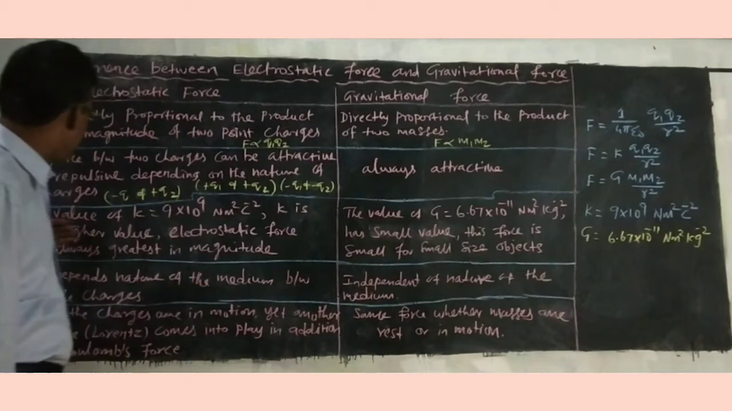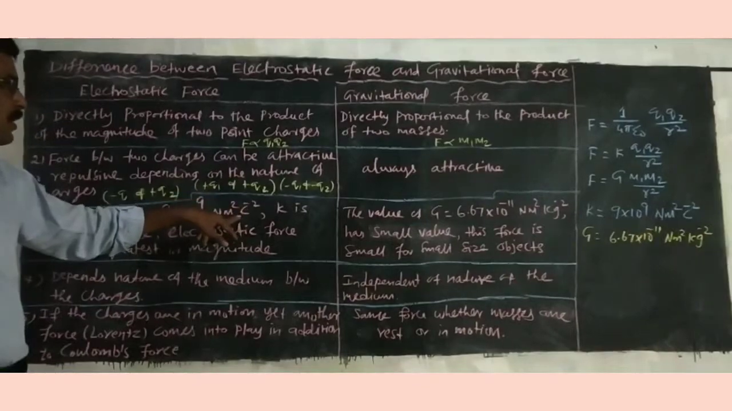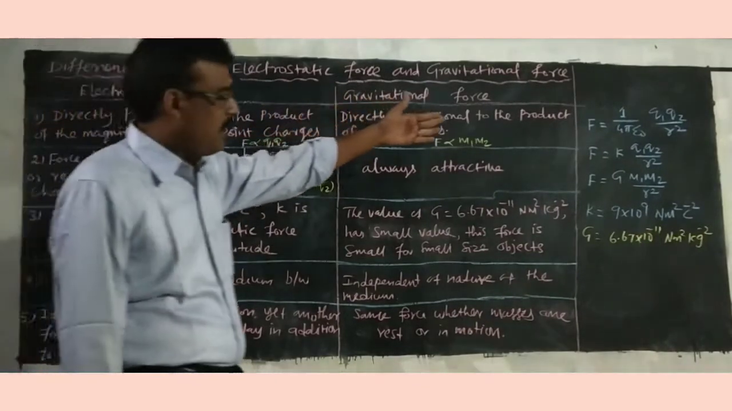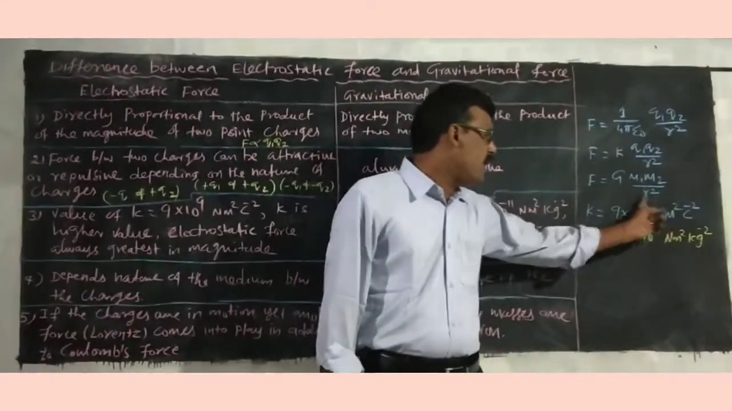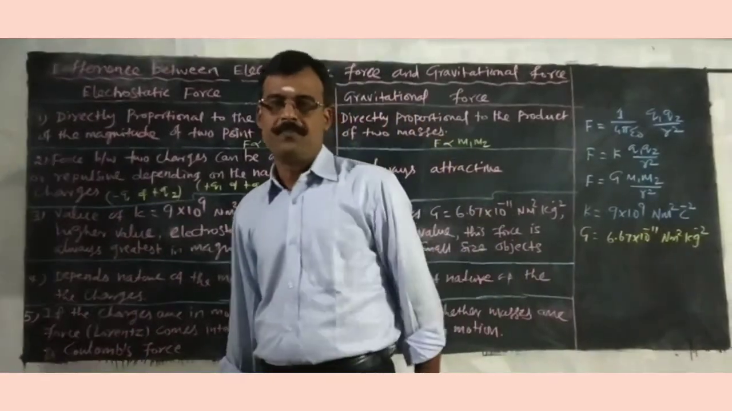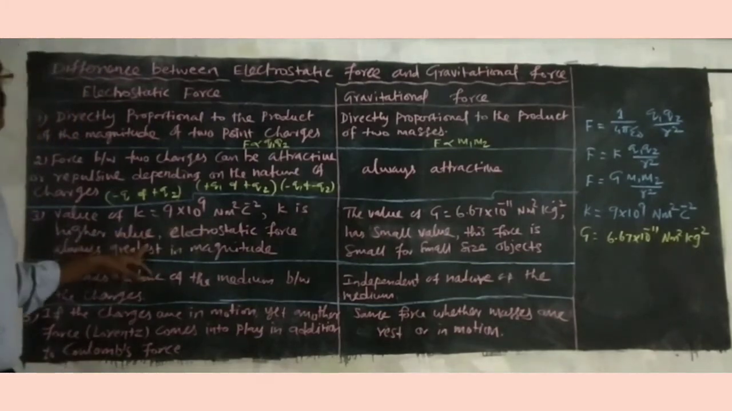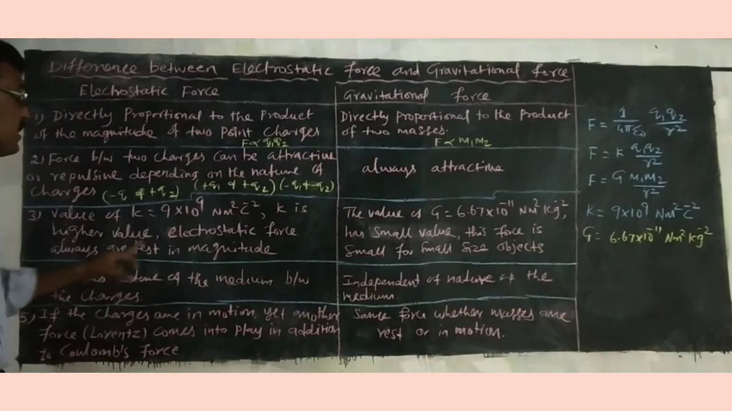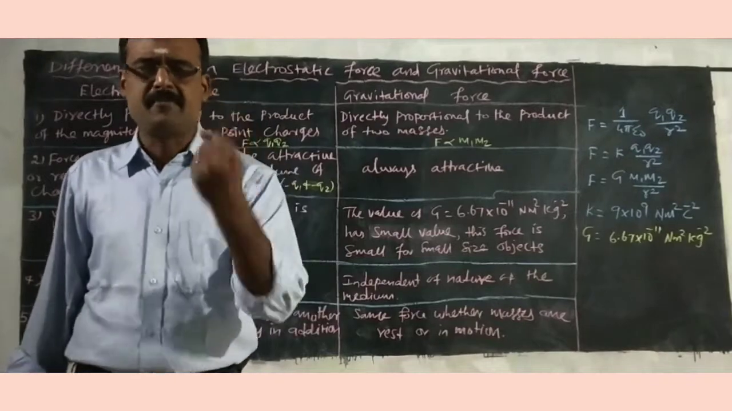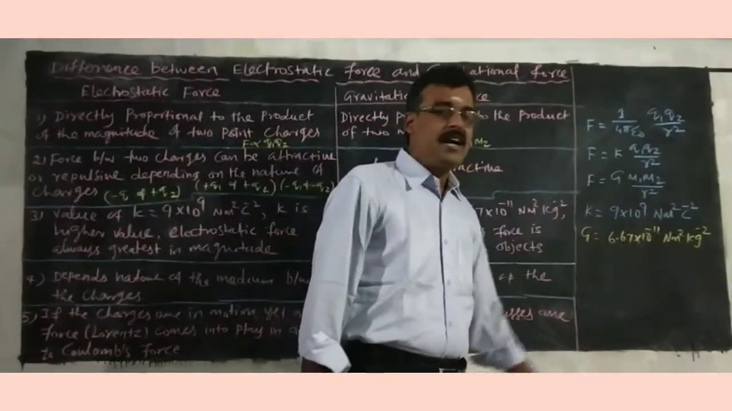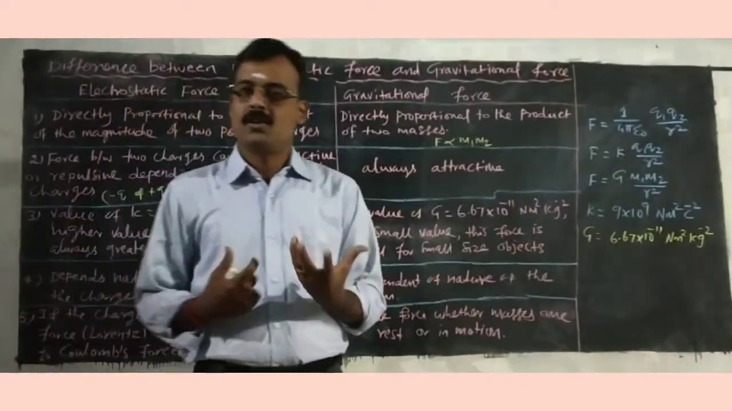Okay, next we go to point 3. The value of K is equal to 9 into 10 to the power of 9 Newton meter square C power minus 2. Look at this value, it is a very, very huge value. That is the reason K always has a higher value, so electrostatic forces are always greatest in magnitude, because this constant has a huge value. That is the reason electrostatic force is very huge.